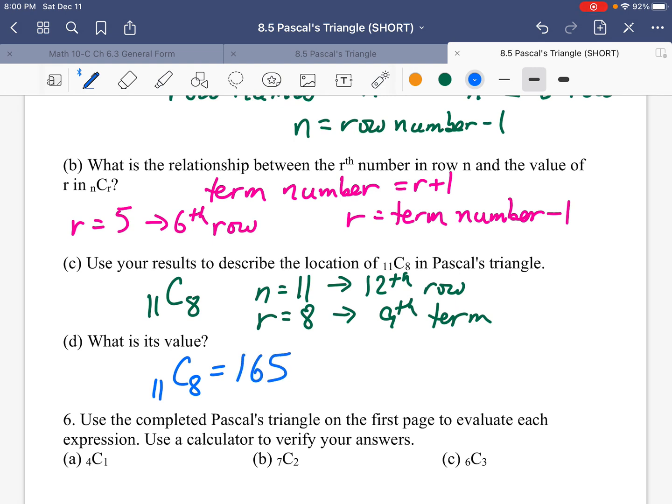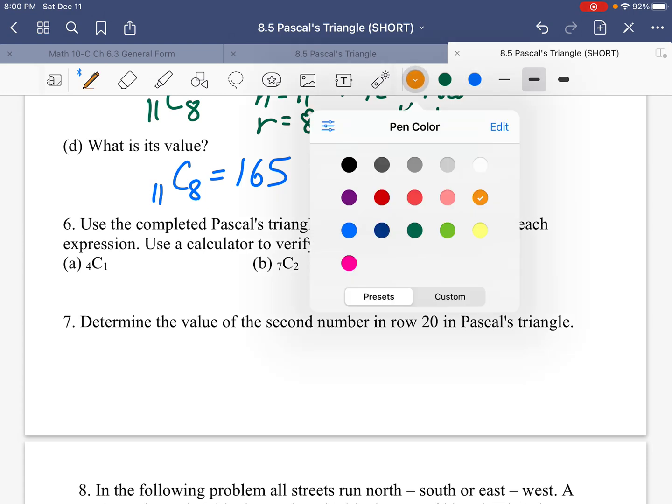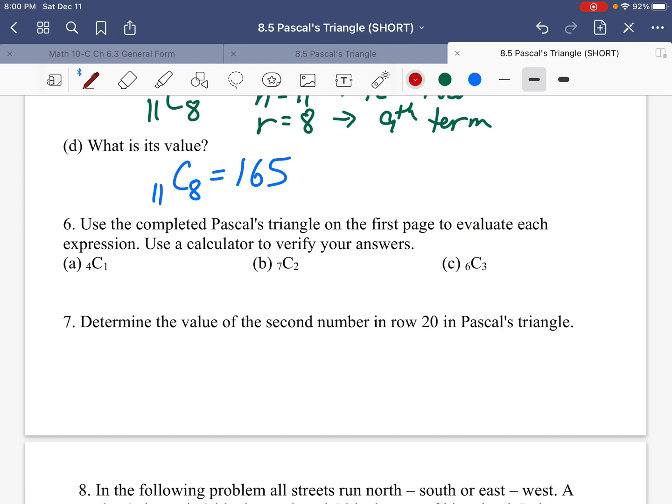And what's its value? Well, 11C8. Now, I could make Pascal's triangle, but today I just grab Mr. Calculator and go 11C8 and get 165. All right, now, what I want you guys to be able to do is go to Pascal's triangle, and on the first page, evaluate each expression. Use a calculator to verify your answer.